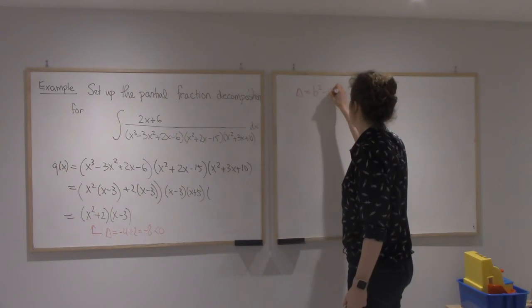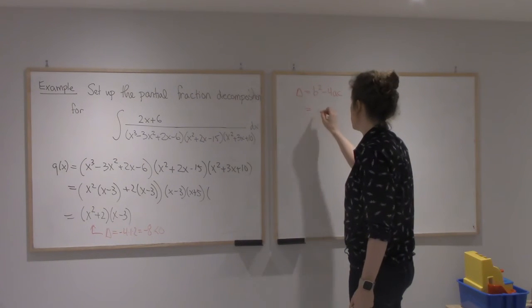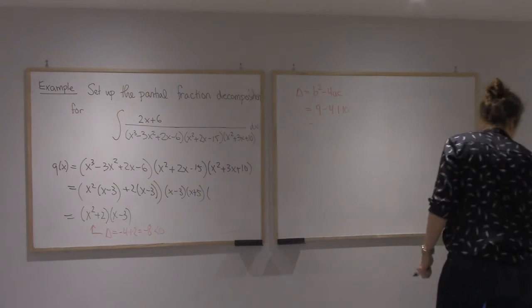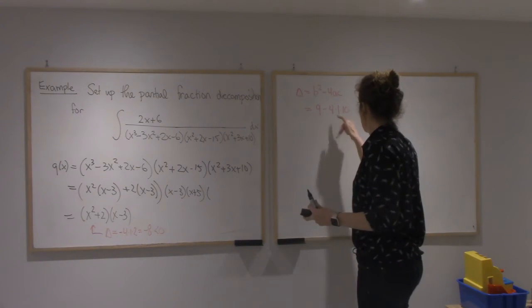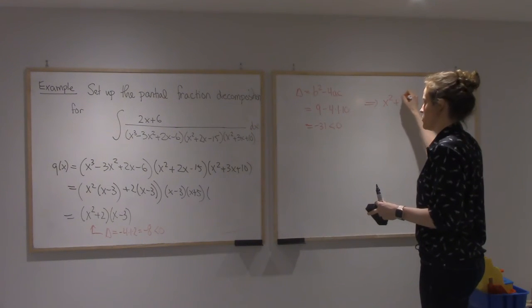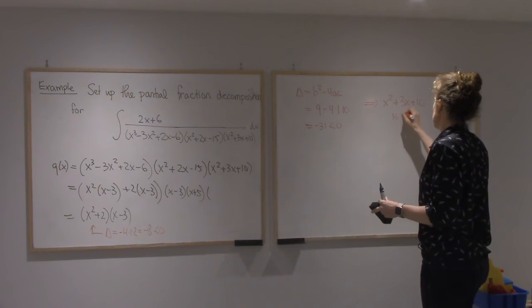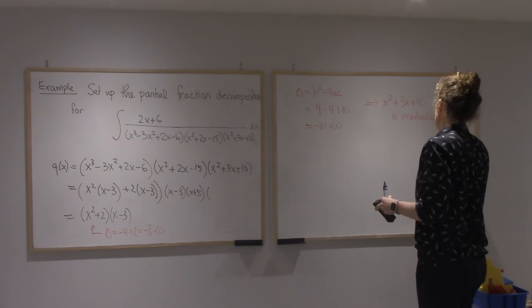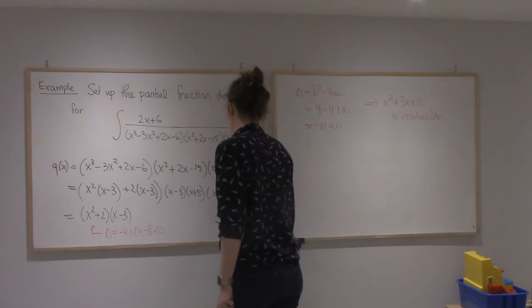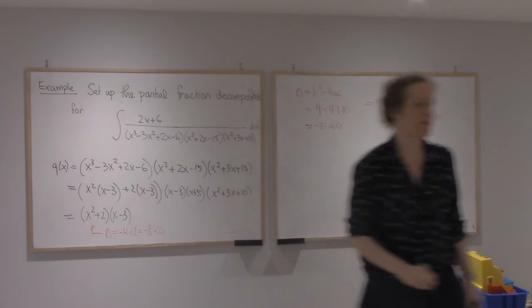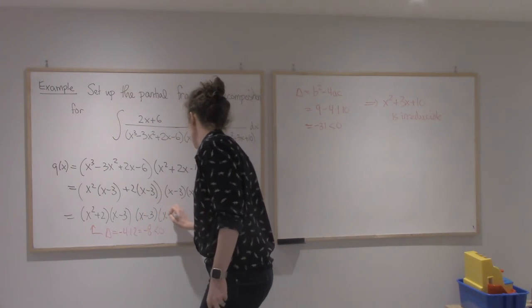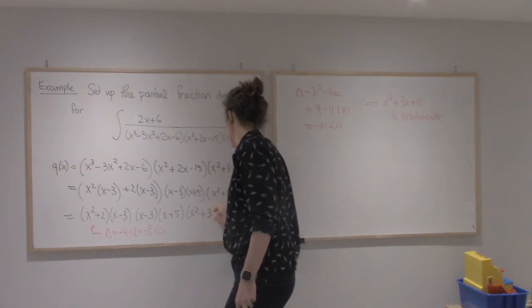b squared minus 4ac, b squared will be 9, minus 4 times 1 times 10, that's 40, so minus 31, which is less than 0, so x squared plus 3x plus 10 is irreducible. So that one cannot be factored. Now let me just put all the terms here. Then I'll group the terms that are the same.